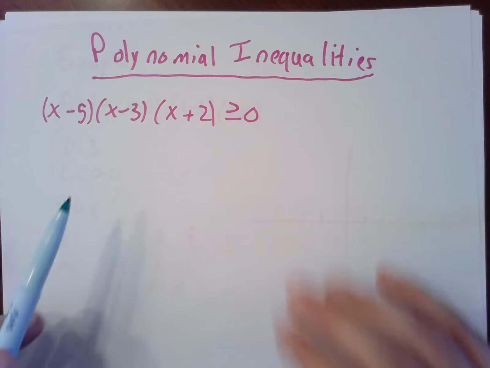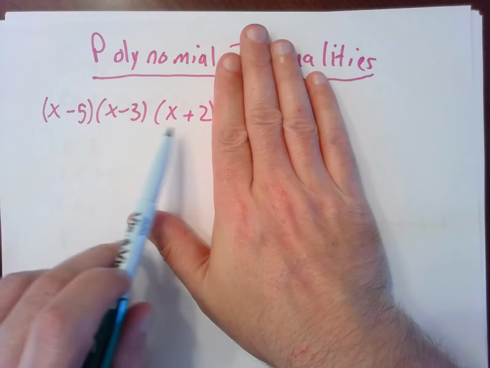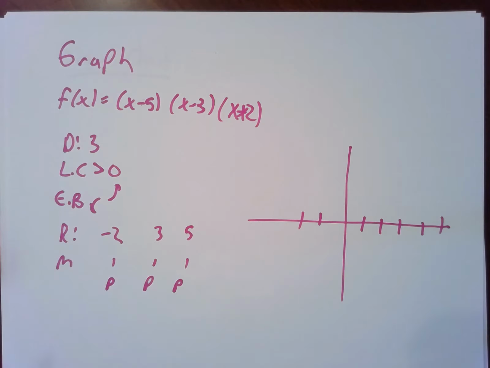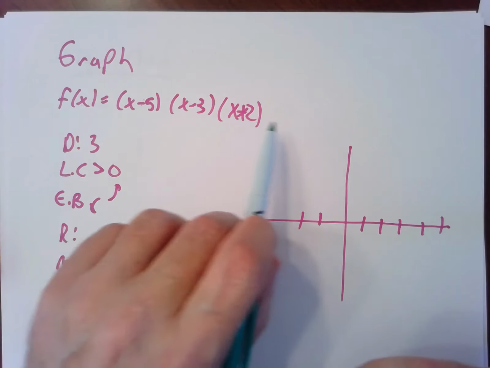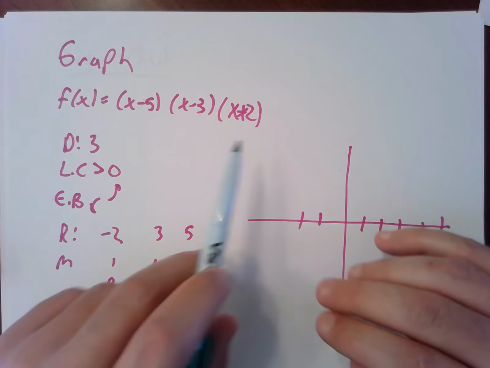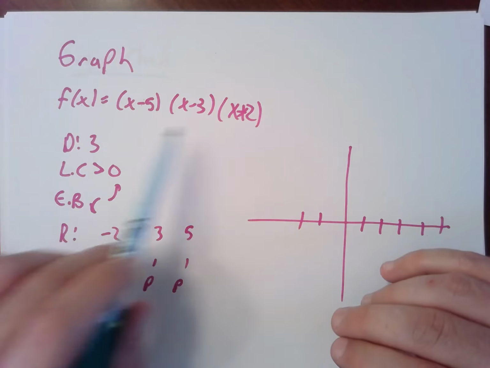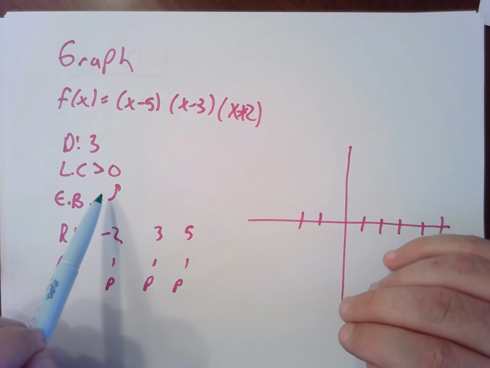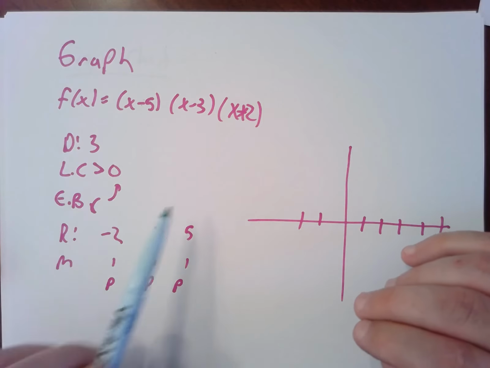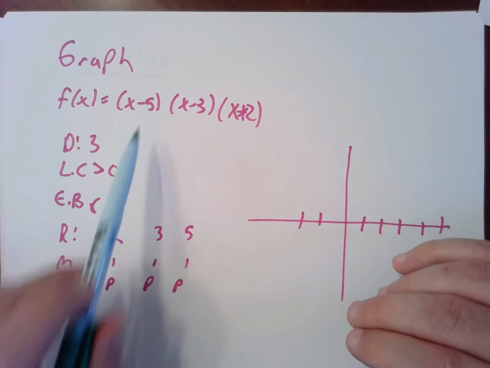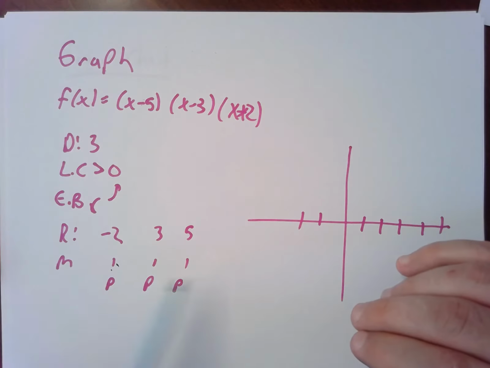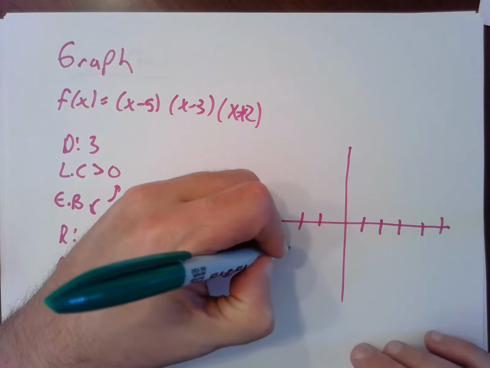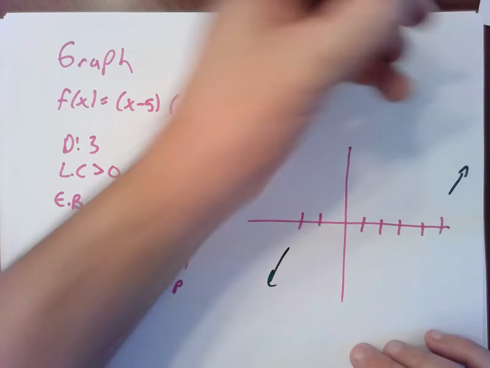So one way we could do this, we know how to graph y equals this polynomial. We could just graph it and look at the picture. So say we wanted to graph, that's the same function. I just took off the greater than or equal to 0. Has degree 3, has a positive leading coefficient, so the end behavior is left arm down, right arm up. Our roots are -2, 3, and 5. Each has multiplicity 1, which means we pass at each x-intercept. So we could quickly graph the function.